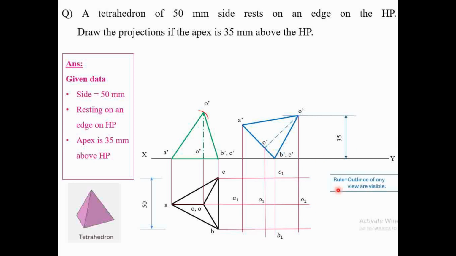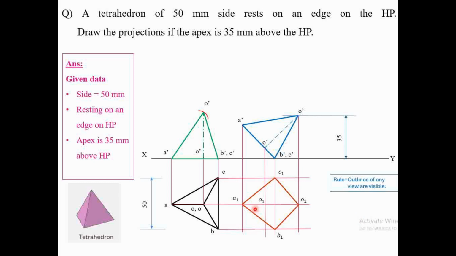The first rule is that the outline of any view is always visible. The outline is formed by joining the extreme outer points, and the boundary region created will always be visible. That means we have to connect these points with a dark line, the first type of line, a continuous thick line, which is a visible line. So if I connect point A1 to B1, B1 to O1, O1 to C1, C1 to A1, this is the outer boundary or outline of the object. So we connect it with a dark line: A1 to B1, B1 to O1, O1 to C1, C1 to A1.